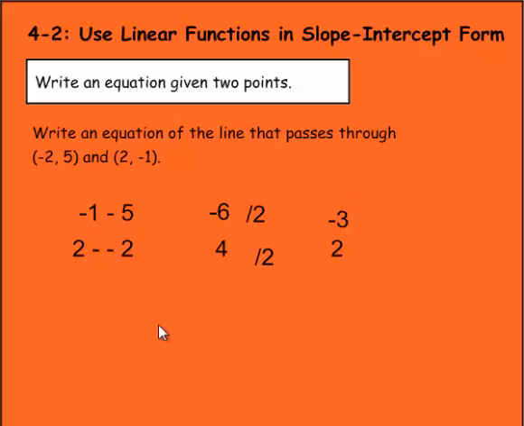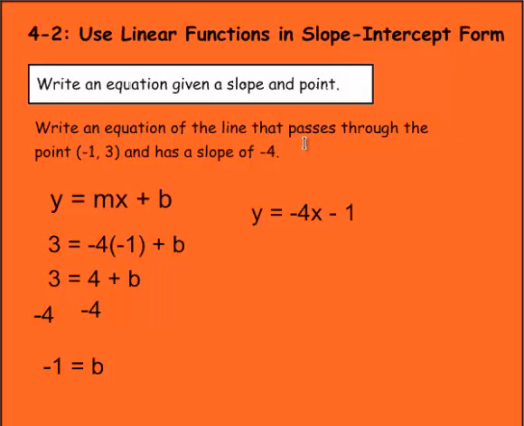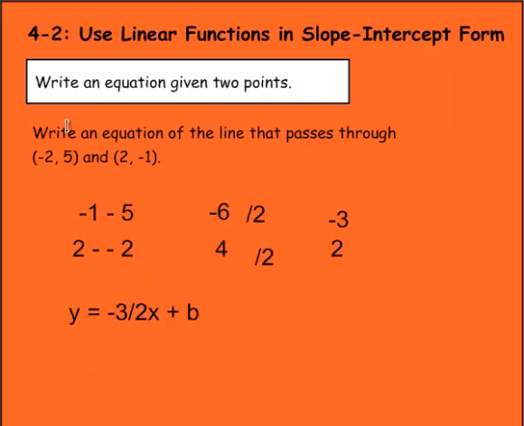So the equation that we have now would be y equals -3 over 2x plus b. But we don't know what b is yet. So we're pretty much in the same spot as we were with this problem here. We knew the slope and we knew a point. Here I know the slope, and I actually know 2 points. I could choose either one of these to solve it with. Let's use the first one here.